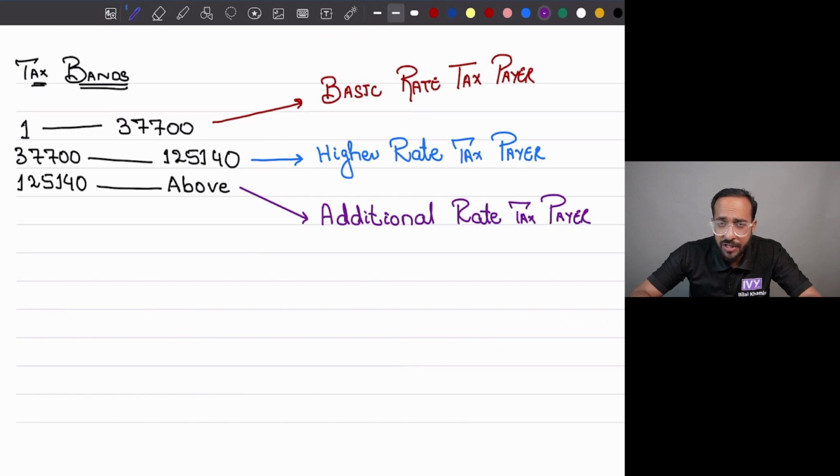The status is very simple. If your income is less than or equal to 37,700, you are a basic rate taxpayer. If your income is more than 37,700 but less than 125,140, you are a higher rate taxpayer. But if your total taxable income is more than 125,140, you will be an additional rate taxpayer.